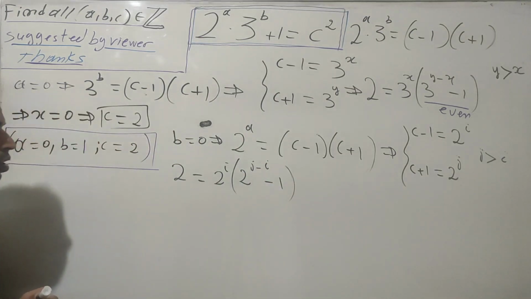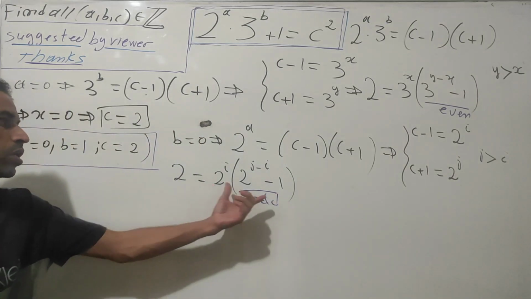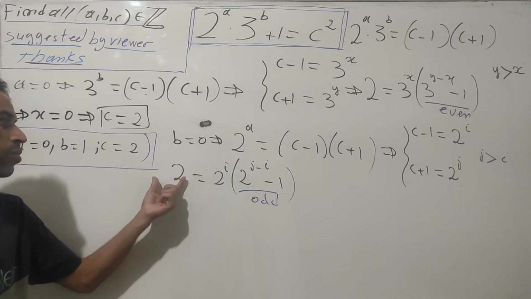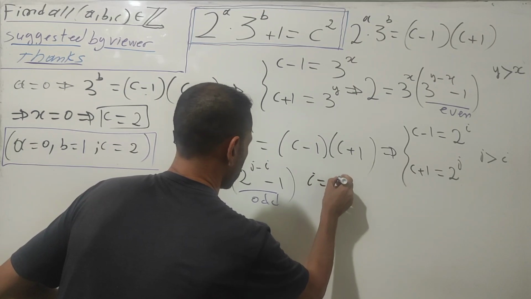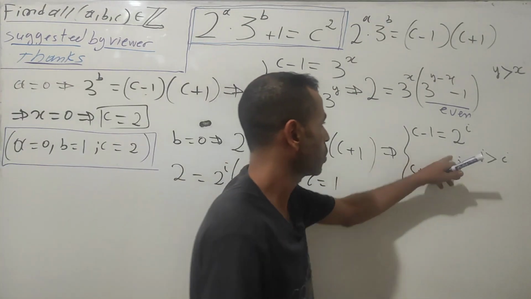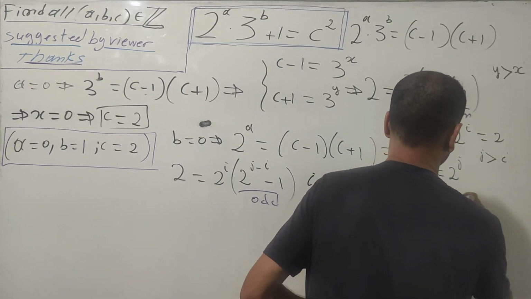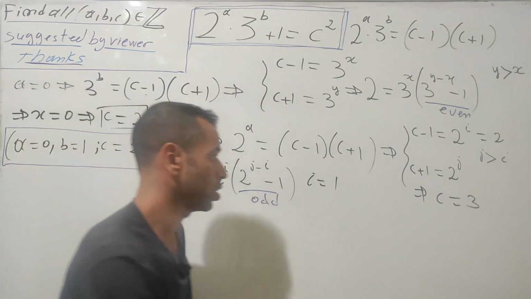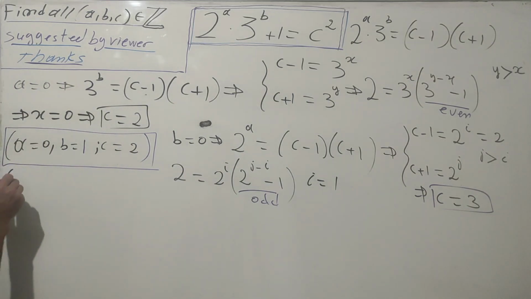Clearly this one is odd, which means this one equals 1, so i equals 1, because we have 2 here as an even integer. If i equals 1, then c minus 1 equals 2. Taking the minus 1 to the other side, I get 2 plus 1, which is 3. So c equals 3. Now I'm going to find the other integers.